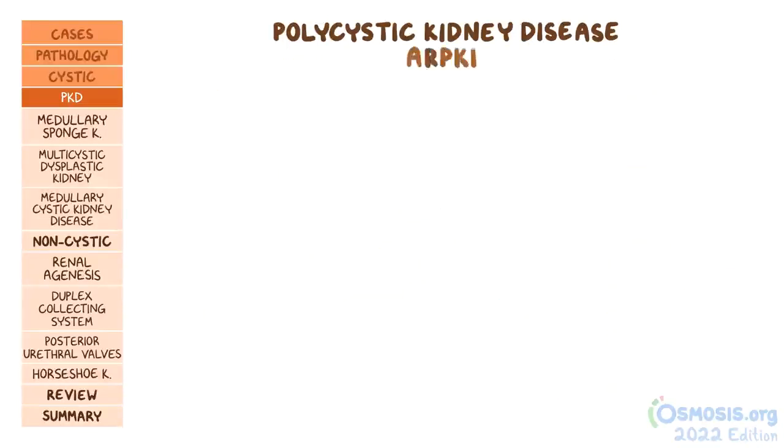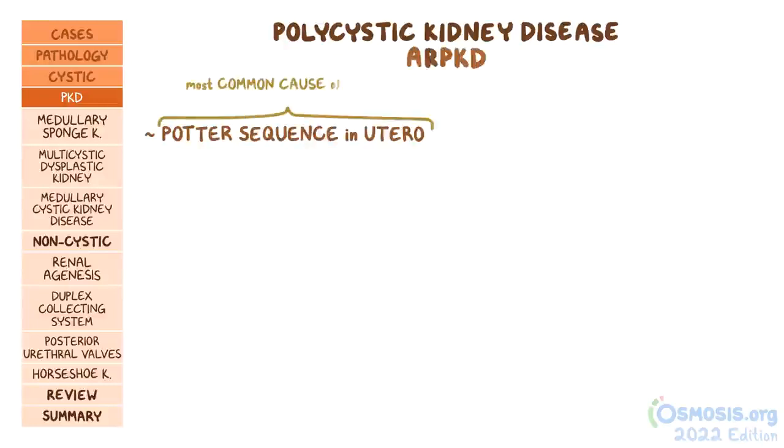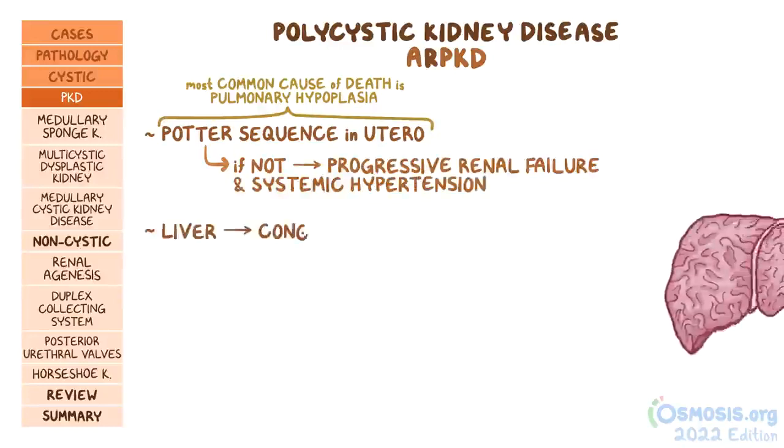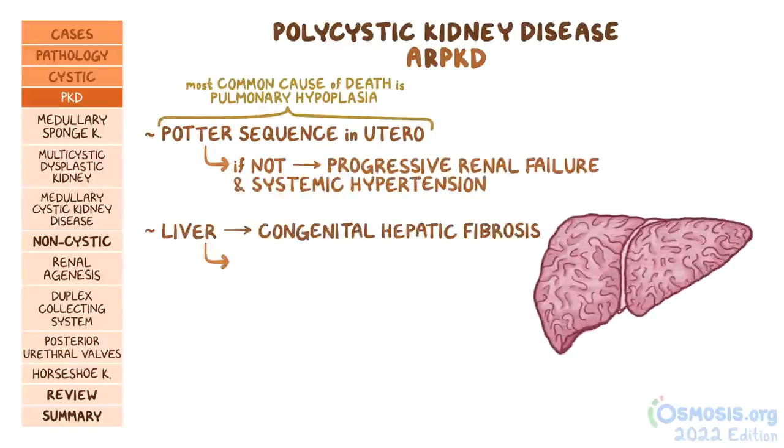Individuals with ARPKD can develop Potter sequence in utero, and the most common cause of death in these individuals is pulmonary hypoplasia. If they don't develop Potter sequence, then after birth they develop progressive renal failure and systemic hypertension. The liver is also affected and they can have congenital hepatic fibrosis, which leads to portal hypertension.